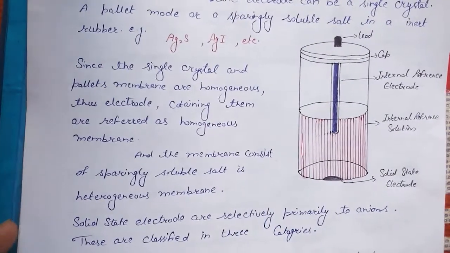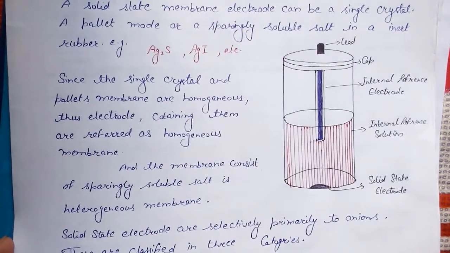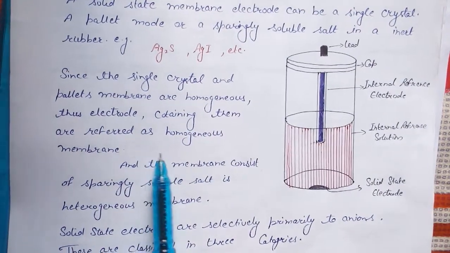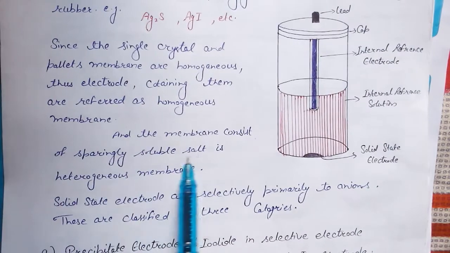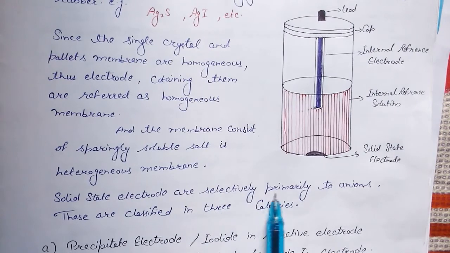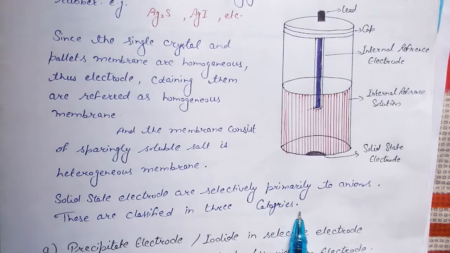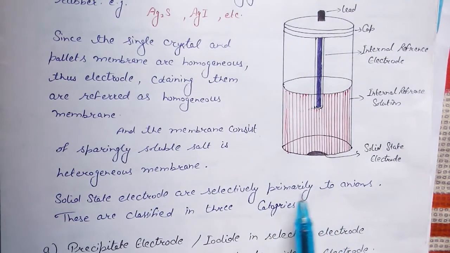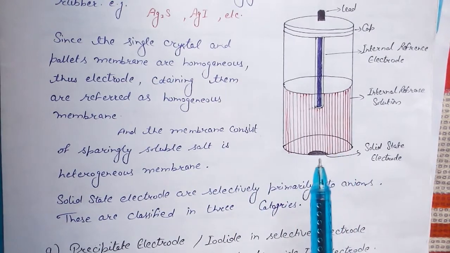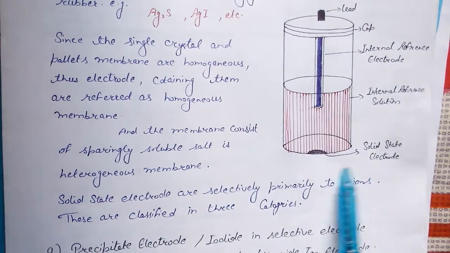Now since the single crystal and pressed plate membranes are homogeneous, electrodes containing them are referred to as homogeneous membranes, and the membrane consisting of sparingly soluble salt is a heterogeneous membrane. Solid state electrodes are selectively sensitive to anions. These are classified in three categories. So it is also a selective ion electrode, right? Because this is part of the ion selective electrode. So this is selective only for anions.